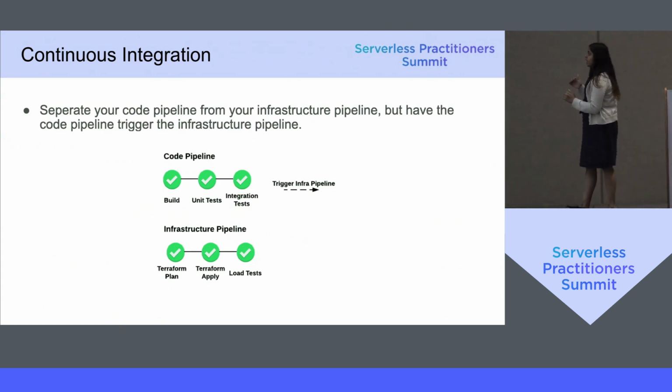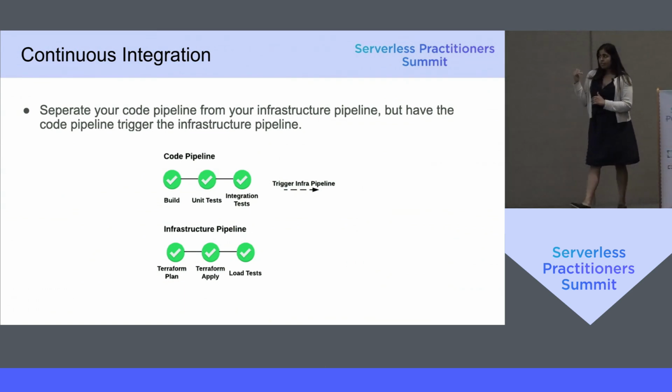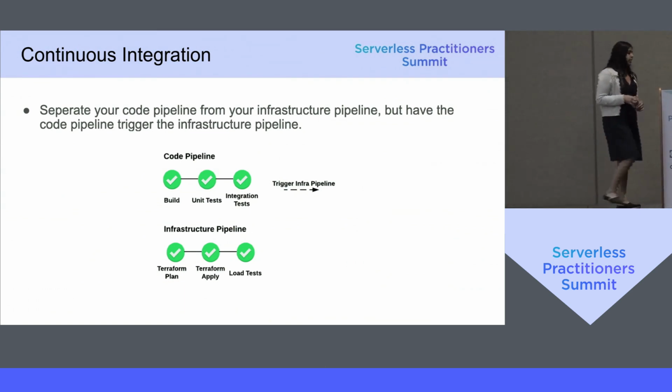So I mean, it doesn't have to be like your code pipeline is just running build tests, integration tests, and then you're not doing a Terraform plan and apply. But you should have different pipelines so you're not waiting as long.